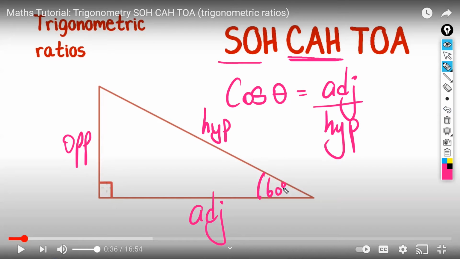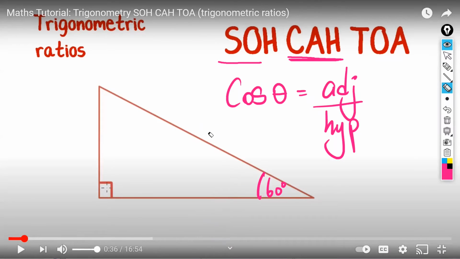Let me use 60 degrees in this case. Cool. So when do we use cosine, guys? We use cosine when we need to find the adjacent side, or we need to find the hypotenuse. That's when we use cosine. All right, and let me give you an example. Suppose we have the adjacent side as 10 meters, and we need to find the hypotenuse.